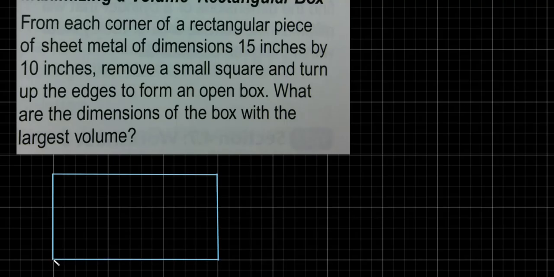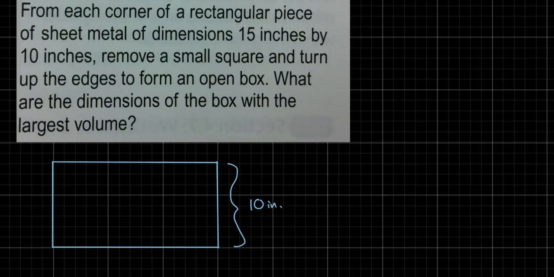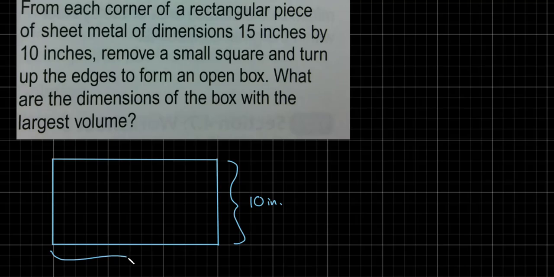Before I cut any of the squares out, what's this length? 10 inches. And this length here was 15 inches, right? I'm going to cut stuff out of this, and specifically, we're going to cut little squares out. And I have to draw them to some specific size. I don't know if this is really the right size or not, but it doesn't matter because I'm not to scale.